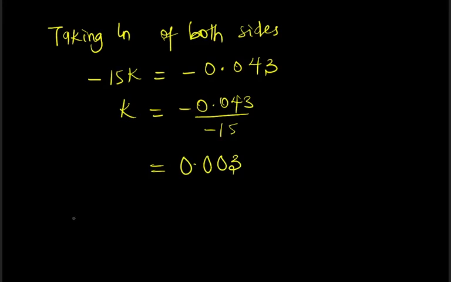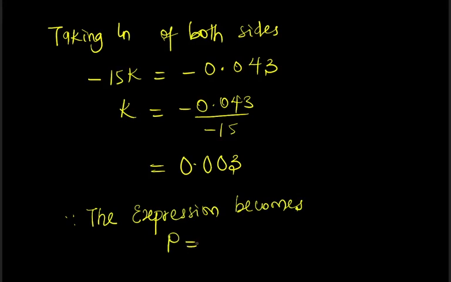Therefore, our expression becomes p equals 120 times 10 to the power of 6 exponent 0.003t. This is our expression. Whenever we are told to find an expression, this is how we model it. So in a nutshell, this is the expression for the approximate number of people living in the country at any time t.